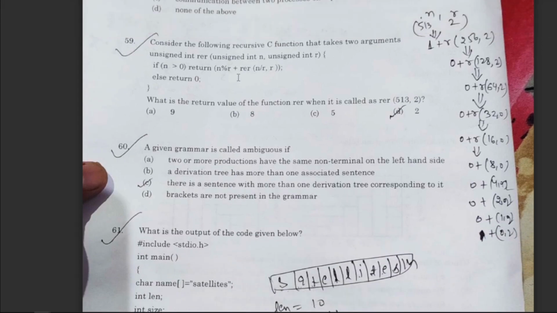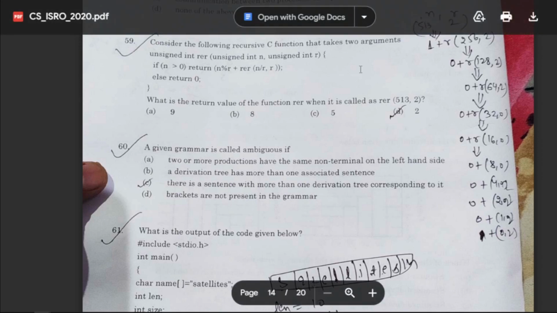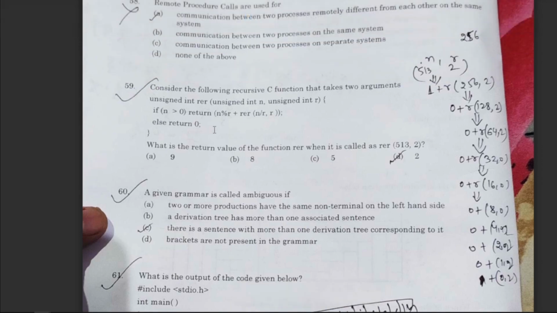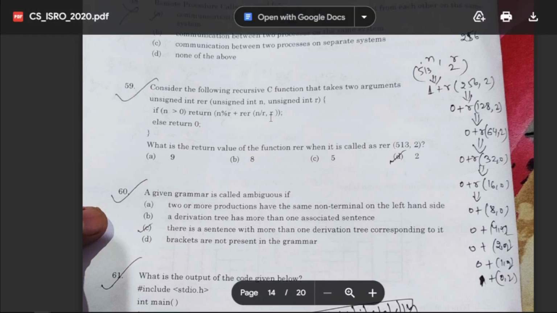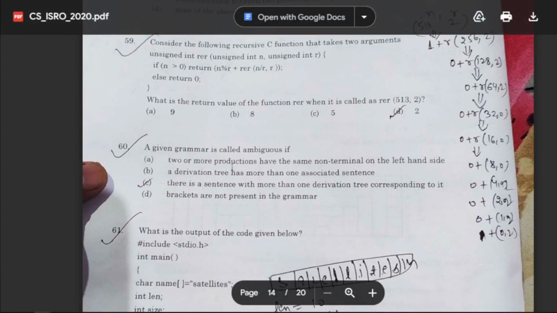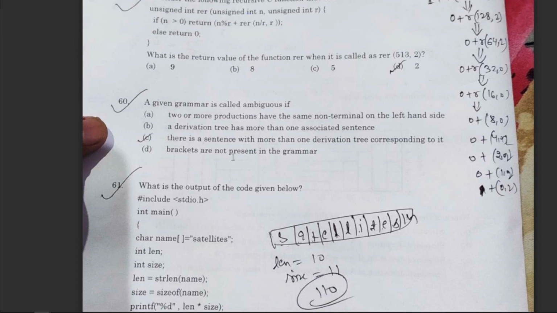59 is: consider the following recursive C function that takes two arguments, unsigned int n and unsigned int r. Now what is the return value of the function when it is called as rer(513, 2)? So for 59, if you follow the recursive calls and trace the program, you will get the answer as D, that is 2.